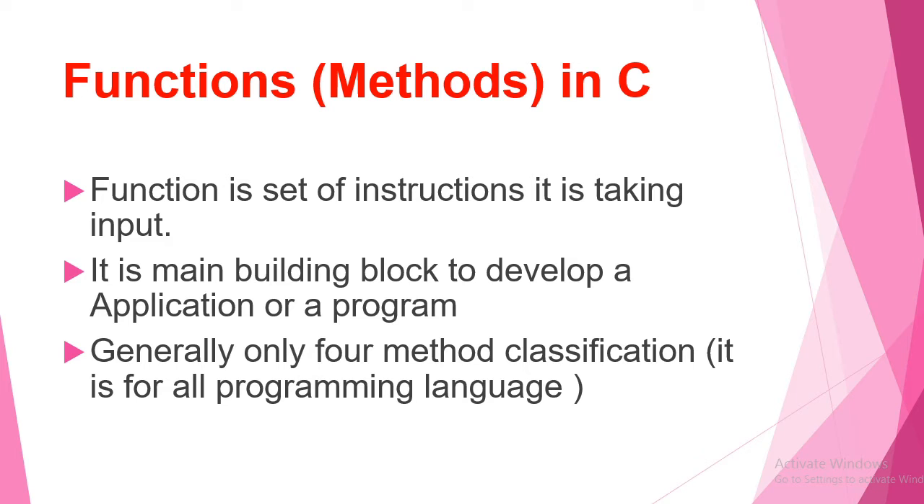Then generally there are four types of classification. Functions have four different types of classification. It is used in all programming languages such as C, CPP, Java, etc. Many programming languages are using the same function classification. Then we will see what the classifications are and how we will write them.